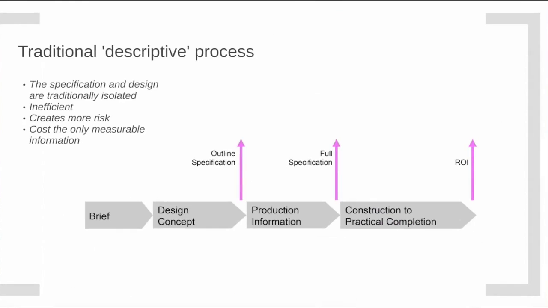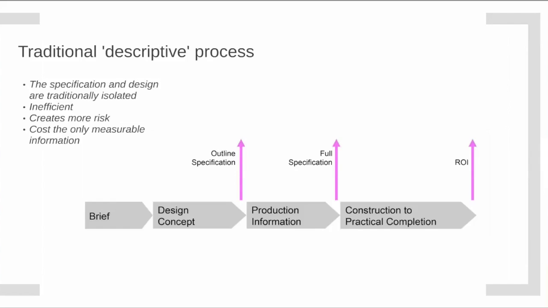So if you look at that a bit closer, in terms of the design and specification process, the previous descriptive process, which many of us know very well, involved a very linear design process arranged around the work stages. And then at set stages within that process, someone would go offline and produce a specification. Now that would involve someone taking the 2D production information and translating that into basically a text document.